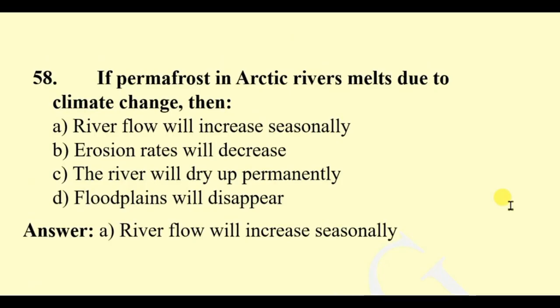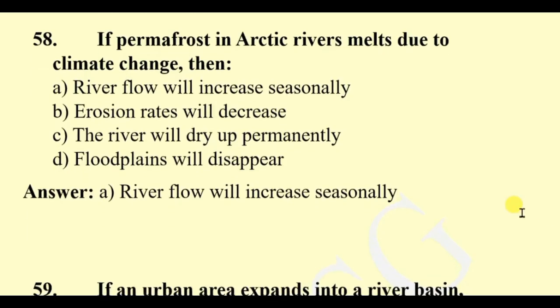Question 58. If permafrost in Arctic rivers melts due to climate change, then river flow will increase seasonally, erosion rates will decrease, the river will dry up permanently, floodplains will disappear. Here the right answer will be river flow will increase seasonally.